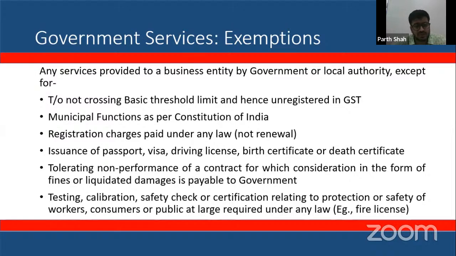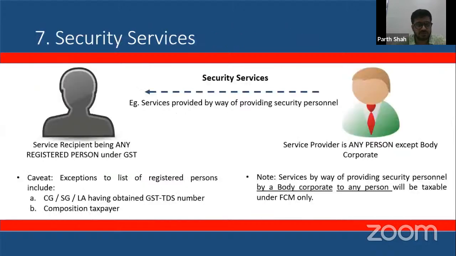Lastly, you have this exemption for testing, calibration, safety check, certification in relation to protection or safety of workers, consumers, public at large under any law. So for example, when you go to restaurants, you have those big boards which say this premise is fire compliant, they have received fire licenses. So in those cases, when such services are procured by such restaurants, they need not pay tax because of this exemption entry. I hope we are clear up to here.